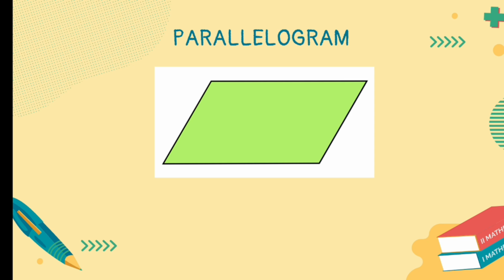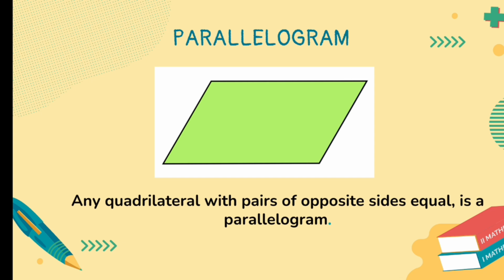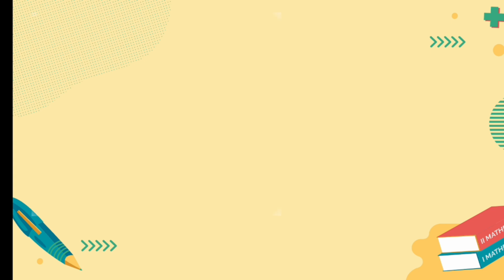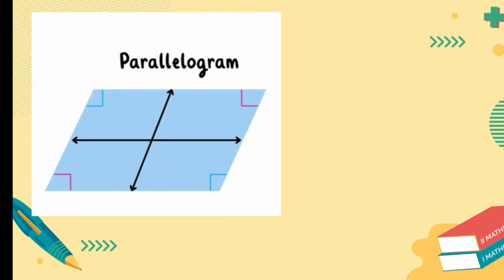Children, look at this picture. Yes, this is a parallelogram. Now, think and tell me, what is a parallelogram? Yes, a parallelogram is any quadrilateral with pairs of opposite sides equal. Did you get it? Very good. Now, look at this picture carefully.